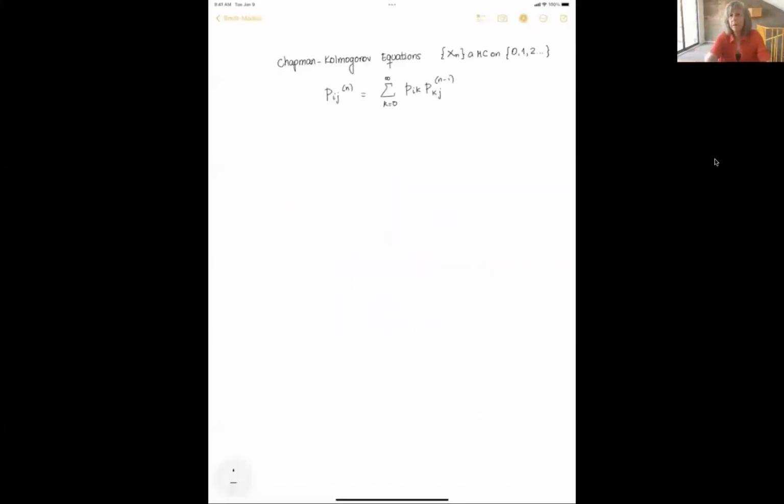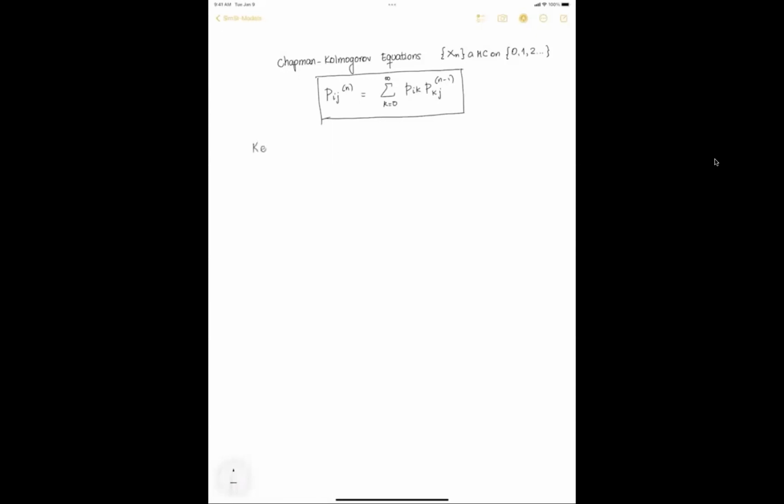In order to see this, we're going to use my iPad. What we do is the following. We want to prove this equation, which tells us the way that the transition probabilities behave. So it's a recursion on the probabilities. The key to prove this, or to understand why this is true, is to use the law of total probability.